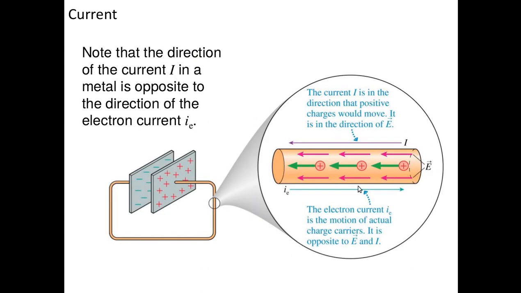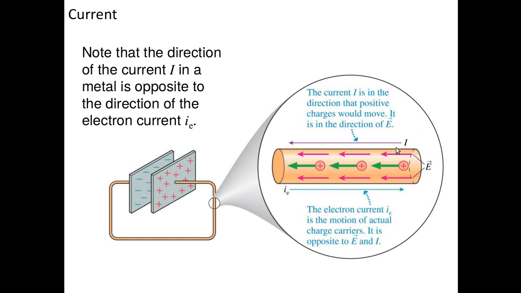And so what's going on here is the electron current and the conventional current are actually pointing in opposite directions. Now, this can be confusing, but the actual movement of electrons in this section of wire is in the positive x direction. The electric field is in the negative x direction.